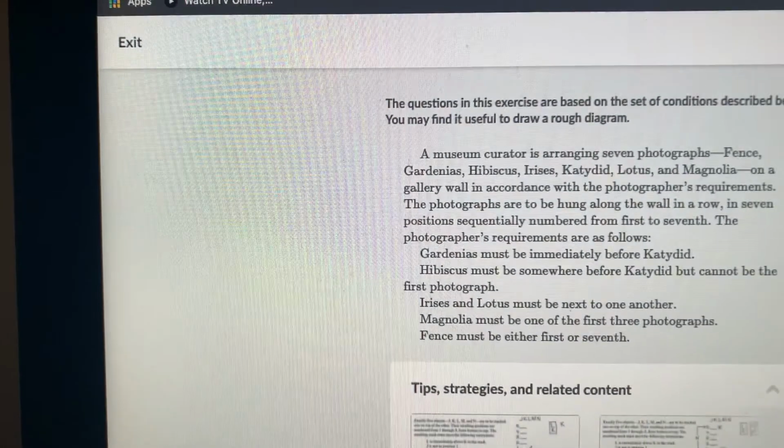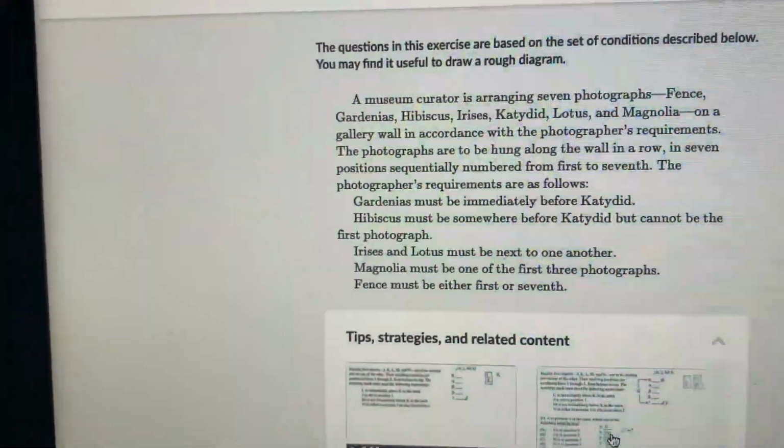So I'm going to read the question and then also diagram it as I'm reading it. Okay, so it says a museum. I'm just gonna write ordering setups here, so I know what I'm doing. What I'm gonna do: practice ordering setups.